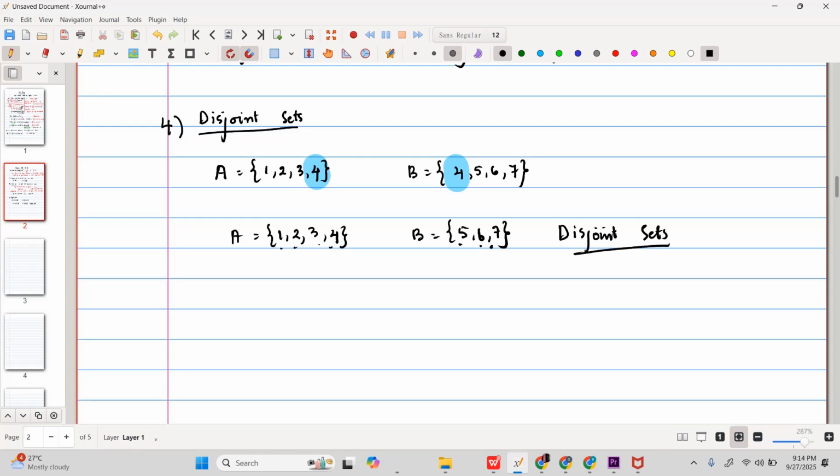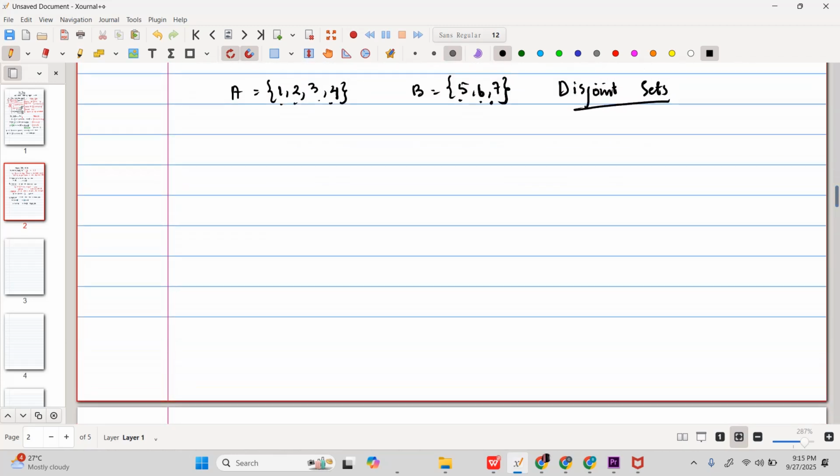Okay, so that's an example. As with two sets, we can make it three or four sets or something. Two sets which have no common elements are disjoint sets. Okay. Now we have the next one, which is subset.